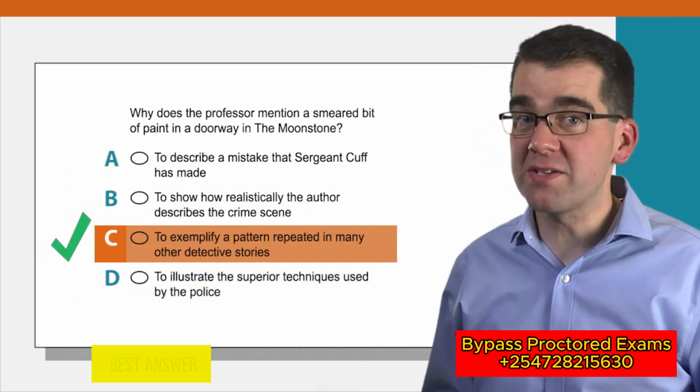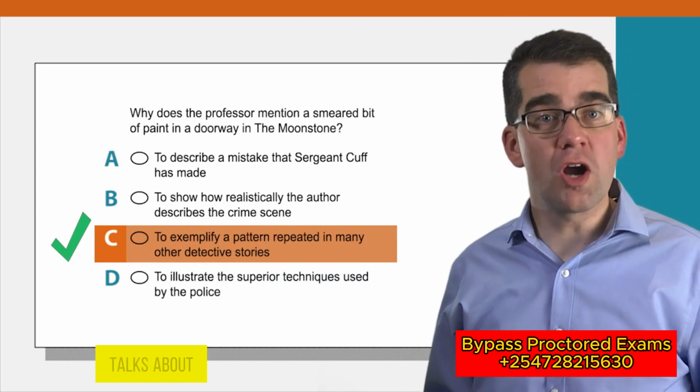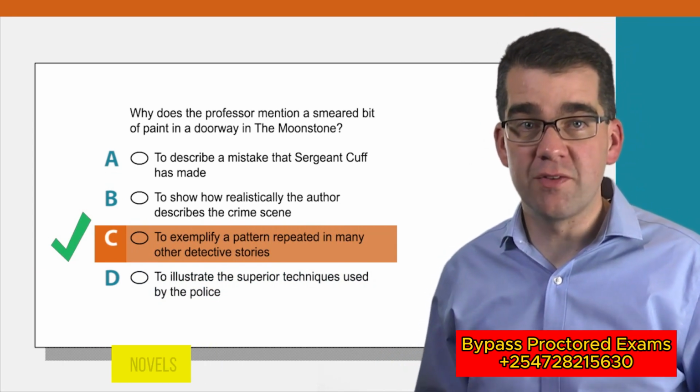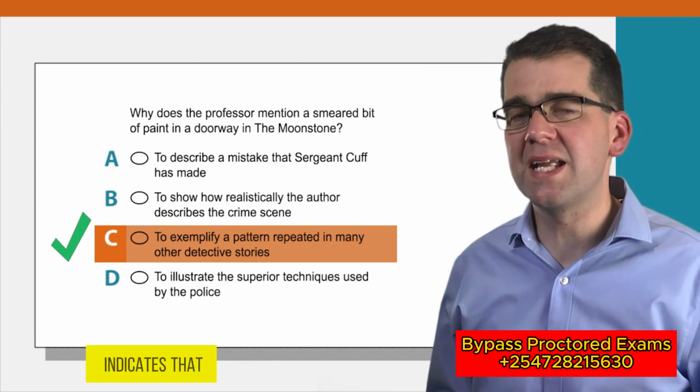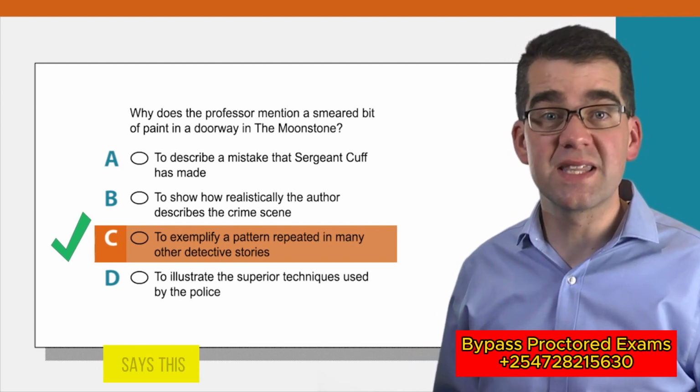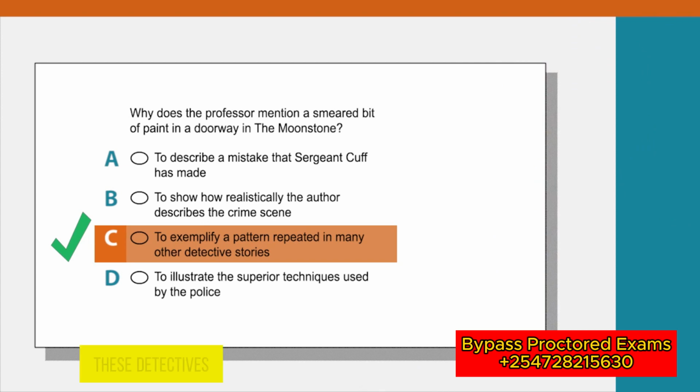Option C is the best answer because the professor talks about hero detectives and mystery novels and the characteristics they have in common. The professor indicates that there is a pattern when he says this. These detectives see things that other people do not see.